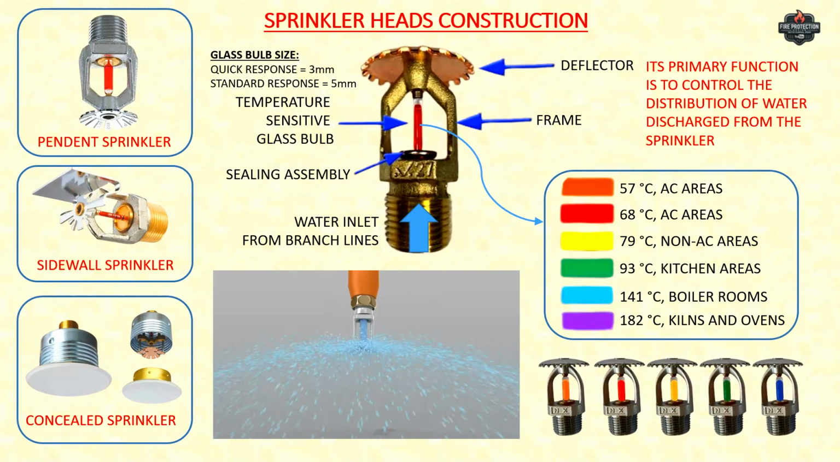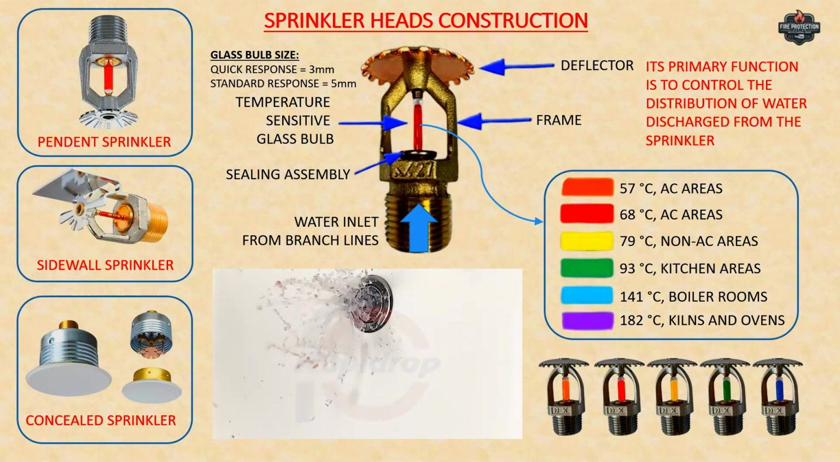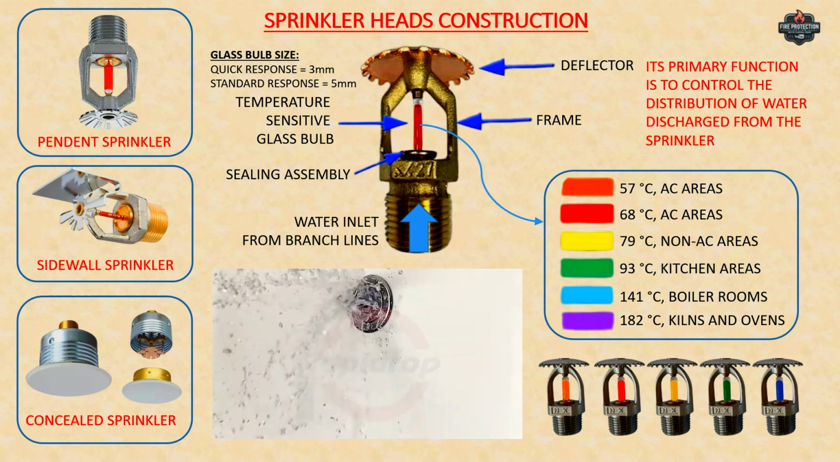Then we have sidewall sprinklers. Here the deflector is designed to direct water away from the wall and out into the room. These are typically installed along the walls and are used in basement ramp areas or in some hallways in hotel rooms.